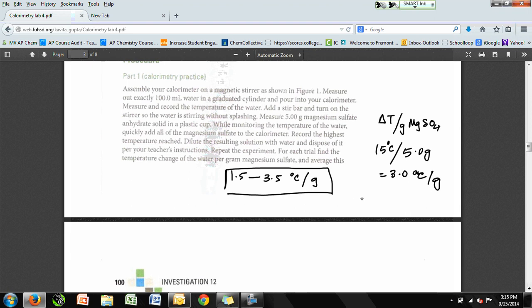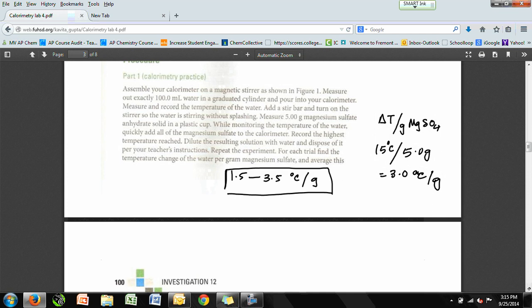Little above, little below. Little below means you're losing a little too much heat. You've got to be careful with your technique, making sure that there's no heat loss. Too high, you are reading something wrong. So make sure that your thermometer is right. You're putting the lid on really fast.